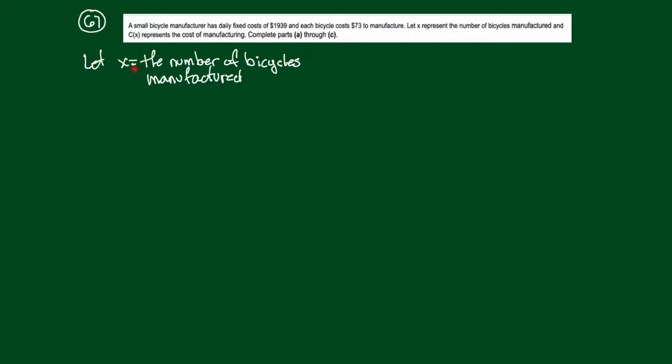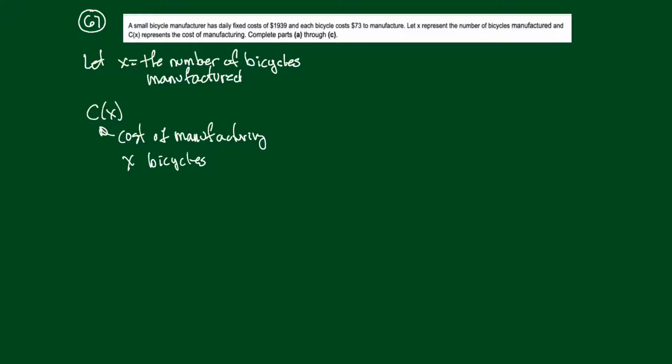So I will let X be the number of bicycles that we're going to manufacture, and C of X is going to represent the cost of manufacturing X bicycles. So C of X, I'll write it here. C of X, this is the cost of manufacturing X bicycles. So C is cost, and the cost depends on how many bicycles you manufacture. So X is a number that we're going to manufacture. C of X is going to be that cost.